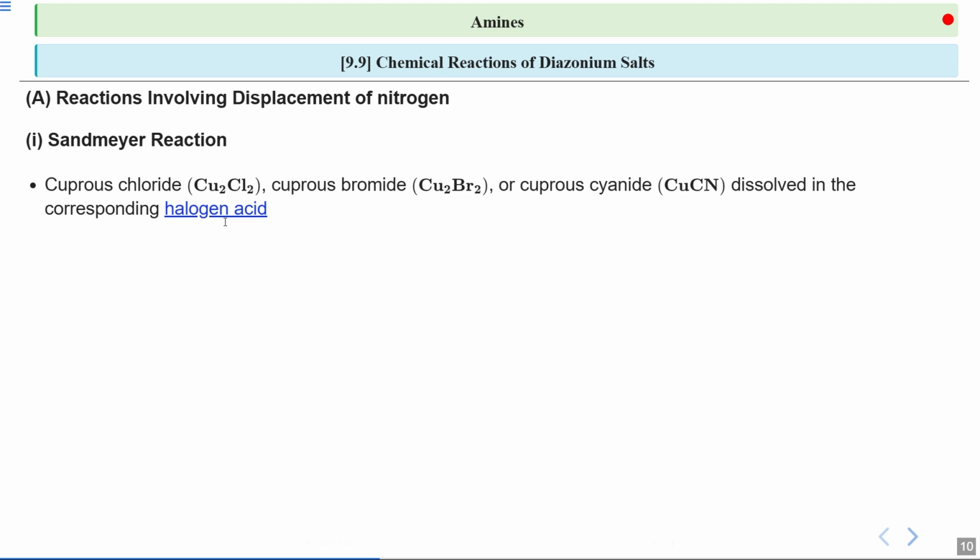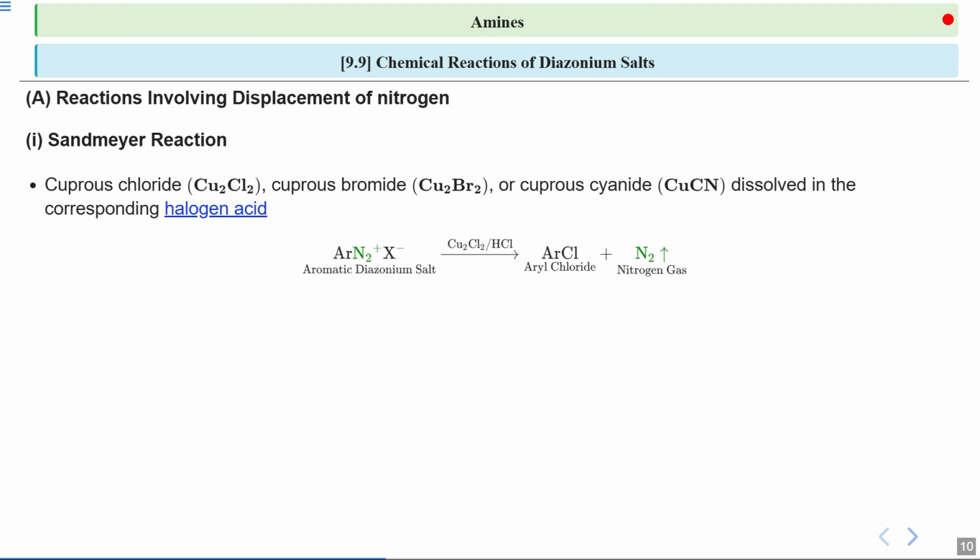So the choice of the salt and acid determines which group will replace the nitrogen in the aromatic ring. For cuprous chloride, we can use hydrochloric acid, or for cuprous bromide, we can use hydrobromic acid. Now look at the reactions, this will be more clear.